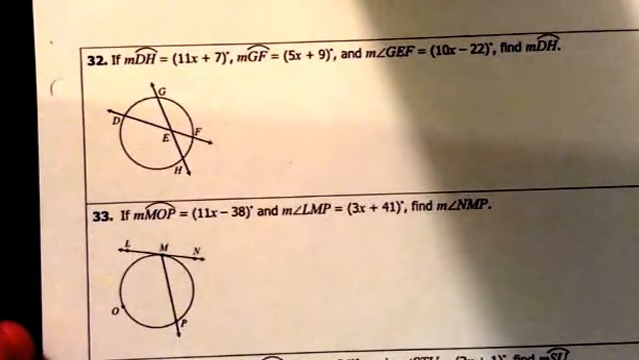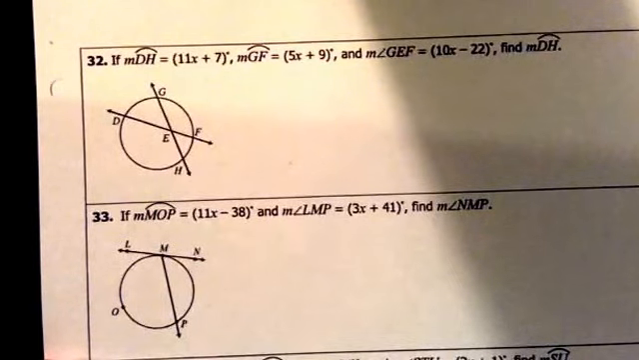In this video, we're going to continue talking about intersections dealing with chords, secants, and tangents, and we're also going to deal with segment lengths formed by intersecting chords, secants, and tangents. So let's look at 32 to see what information they're giving us.